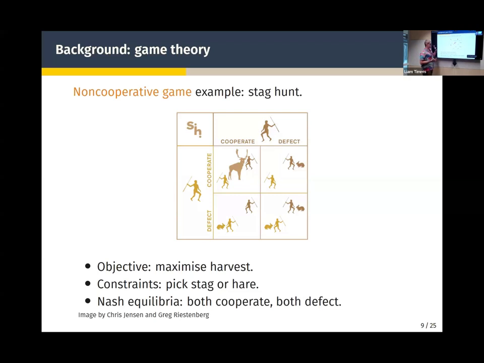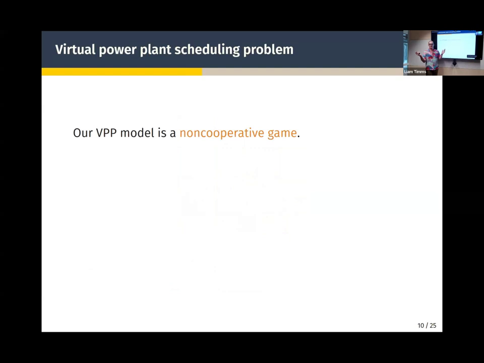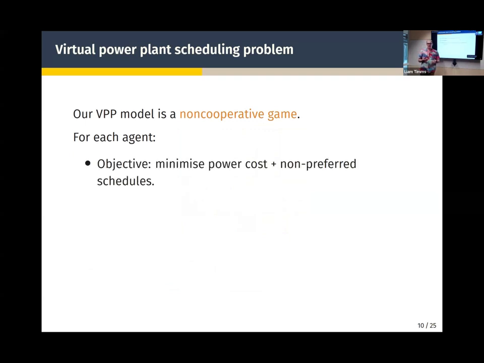Okay, so using the same language, let's look at the virtual power plant problem. So also a non-cooperative game. For each of our agents, we have more than two, however many. They each have an objective, which is to minimize the cost of power. So the price of buying electricity to charge my bank, and also the profit I get from selling electricity. And also I want to minimize how much I don't like the schedule that is being assigned to me.